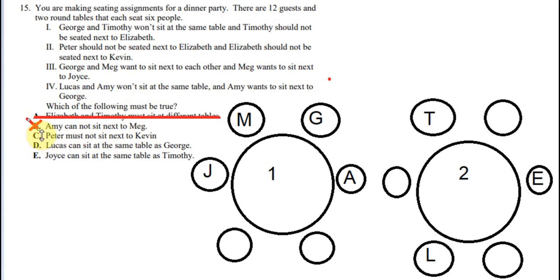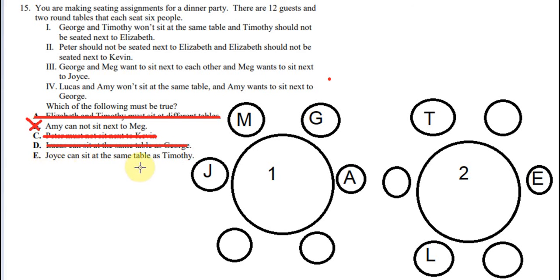Now let's look at C, D, E. Peter must not sit next to Kevin. So we have Peter and we have Kevin. They can sit here, number one here, so that is not correct too. Lucas can sit at the same table as George. We can put L here and we put G, so that is not correct.